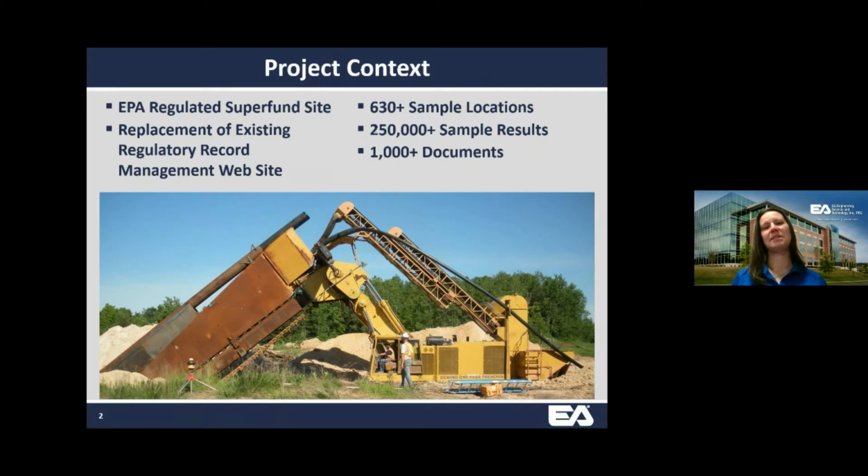A little statistics about the site: there are 630 sample locations, over 250,000 sample results. First sample result actually dates back to 1984, and there were over 1,000 documents that needed to be managed. And so that's really why we went with the SharePoint and ArcGIS Online mashup, is for that documents.